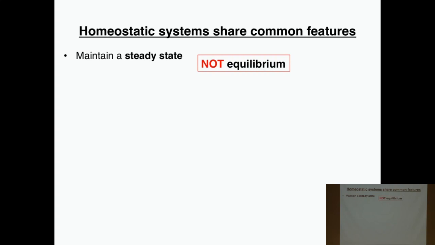So first, they maintain a steady state. This means that there is no net change in condition, but it's not an equilibrium. It's not like a chemical reaction where things overall aren't changing, because it requires a continual energy input. Right? So things aren't changing, but things aren't changing because you're using energy to keep them the same.